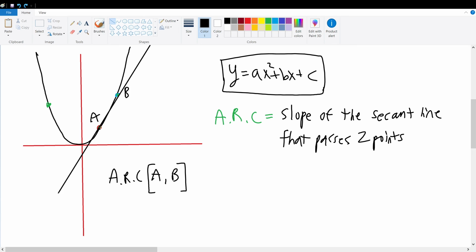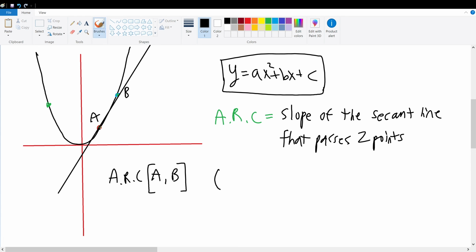This secant line will have a slope. This secant line will also pass through the points A and B. It's not drawn well, but it should. This line that passes through these 2 points will be the average rate of change between the interval of A and B. And why can the average rate of change only exist between 2 points? Because we can only find a line equation given 2 points.